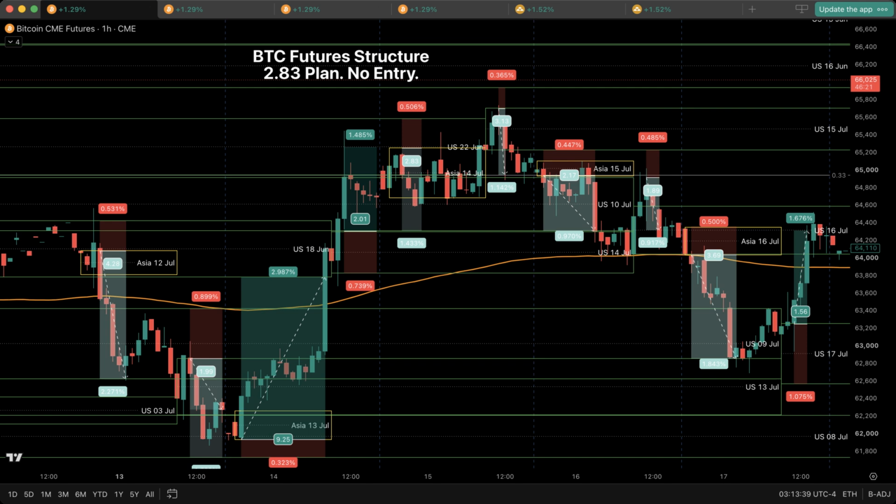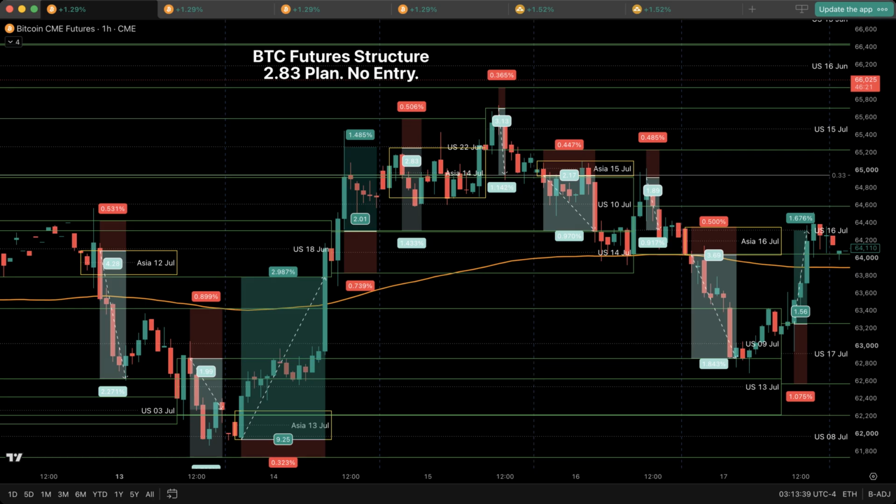The chart looks ready, but readiness is not execution. The line must be touched. The line must fail. The distance must open. Without that, no trade.